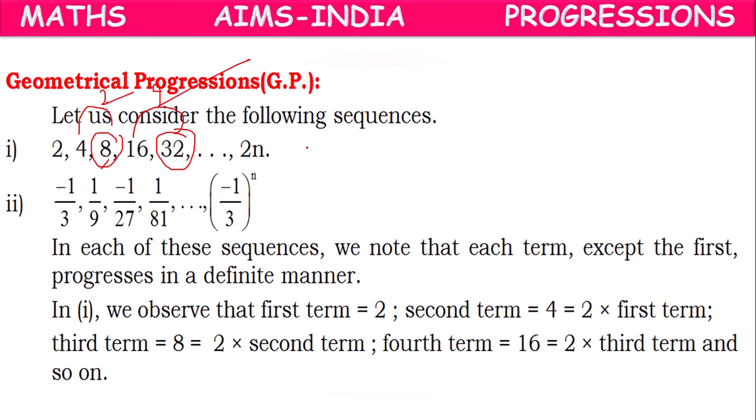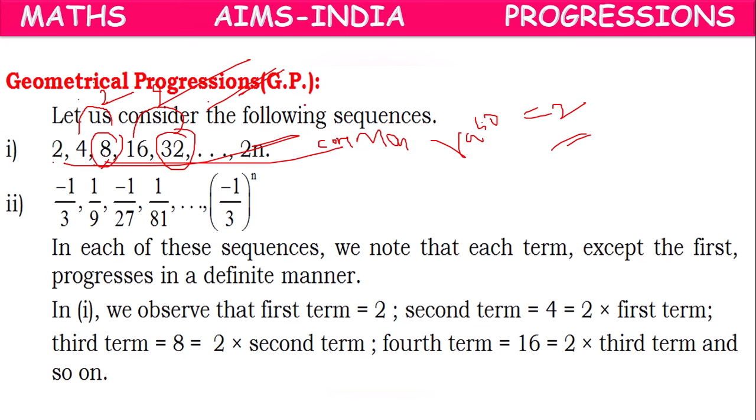So we have 2 which is common. Here 2 is considered as the common ratio. Common ratio is 2. If all the terms of a sequence except the first term are obtained by multiplying the preceding term with a constant number, then that progression is considered as a geometric progression or GP.